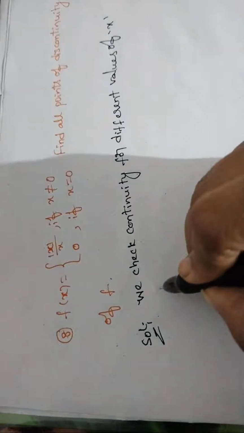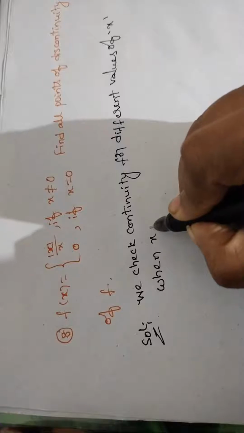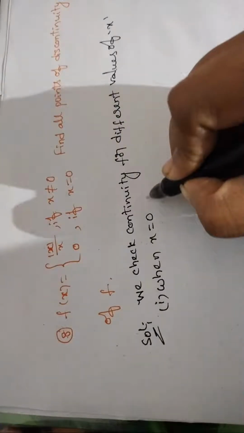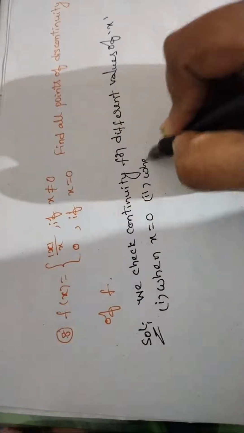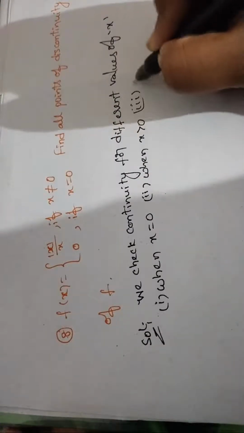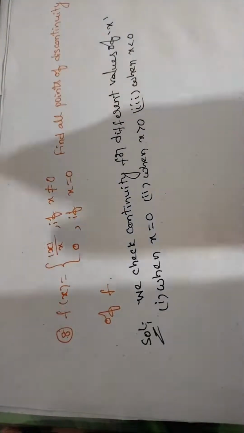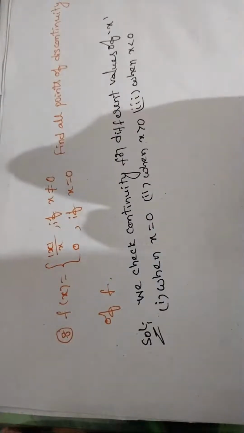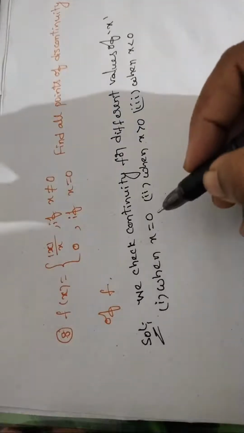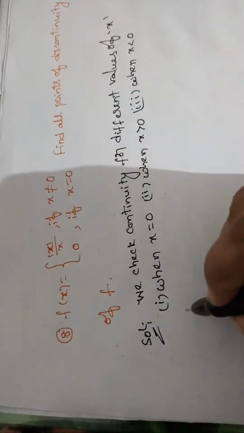So I will take the first case when x is equal to 0, the second case when x is greater than 0, and the third case when x is less than 0. For these three cases we check continuity. If it is not continuous, then it is discontinuous. So go for the first case, case 1.